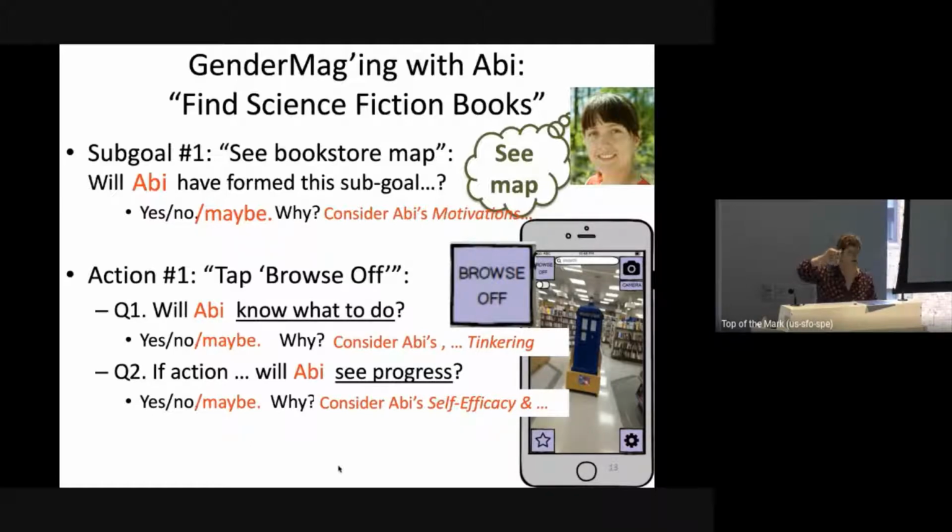Sub-goal, the first action, will she feel like she's making progress? The next action, so on and so forth, until the scenario is done. And what you've written down is your inclusivity bug report.